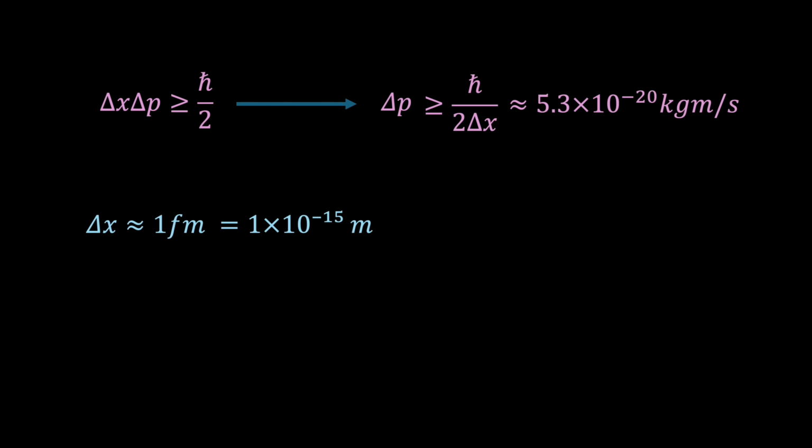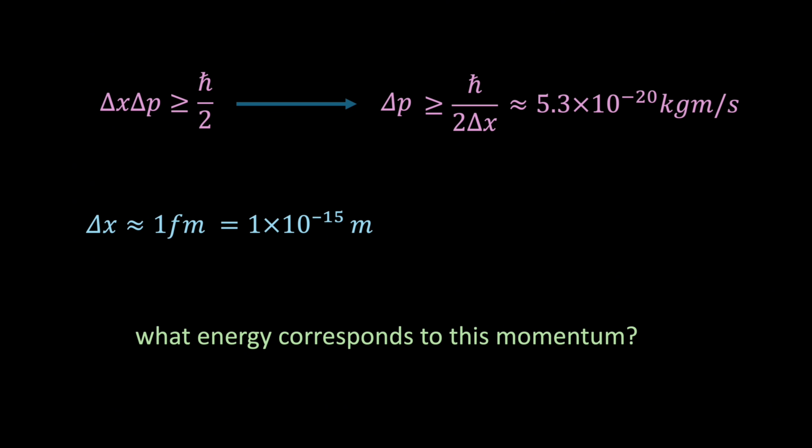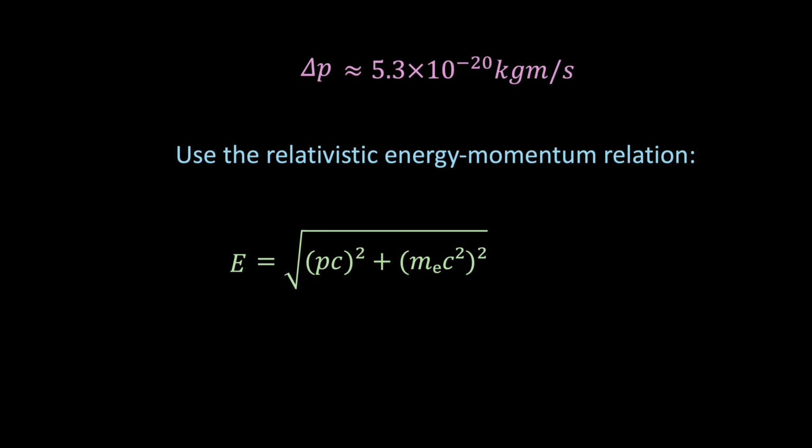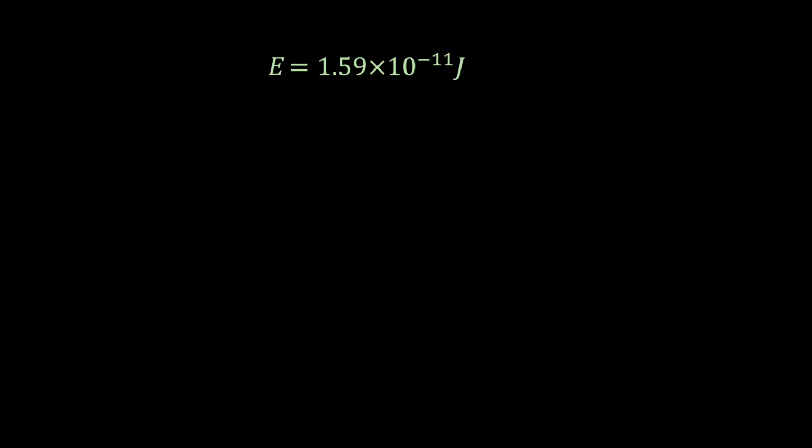Now, that might look small, but for an electron it's huge. Large enough that relativistic effects matter. So the question is, what energy corresponds to this momentum? To answer this question, we need to use the relativistic energy-momentum relation. Using the momentum from the uncertainty estimate and the mass of an electron, we find that the electron's energy is approximately 1.59 times 10 to the minus 11 joules. If we then convert this energy into electron volts, we find a value of around 100 MeV.